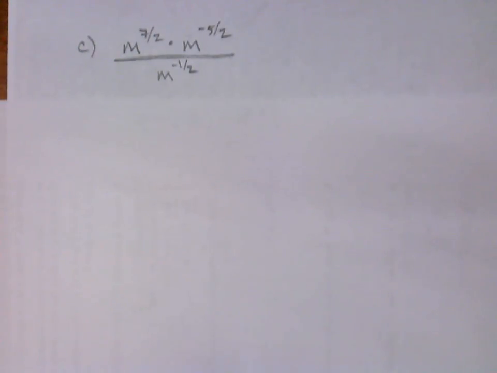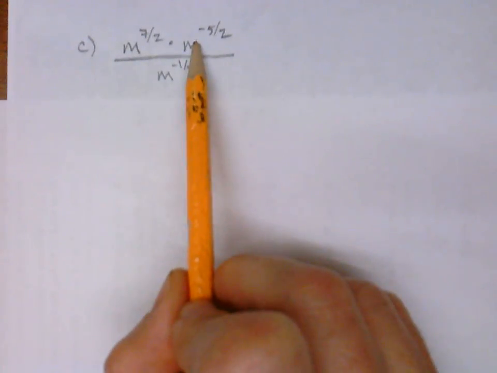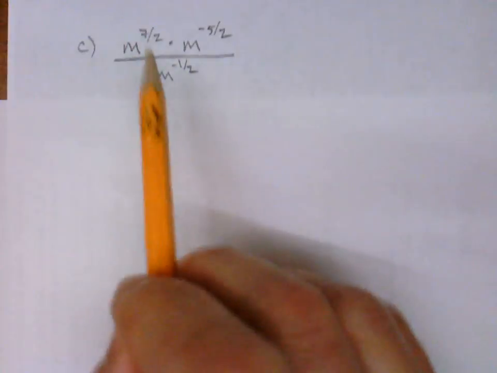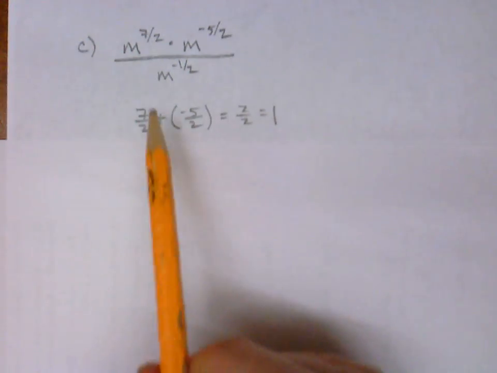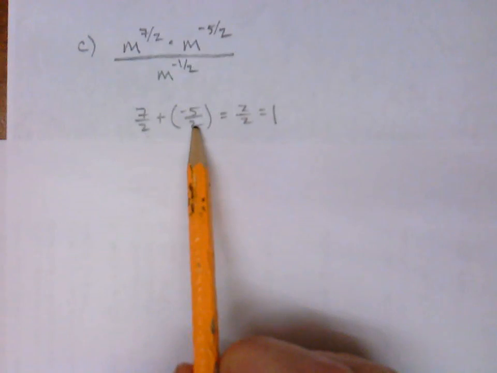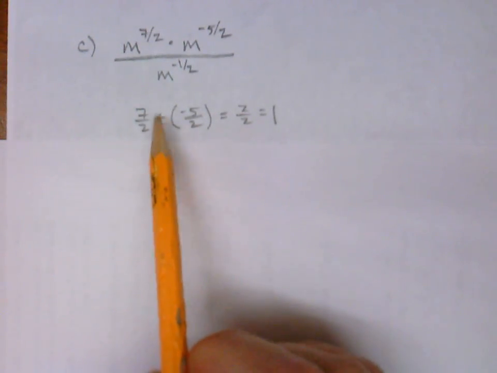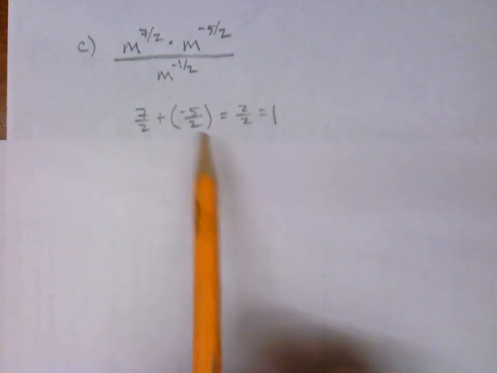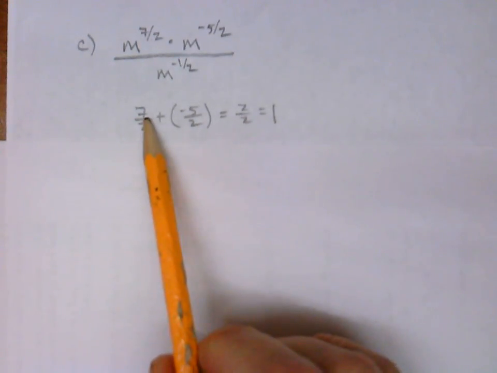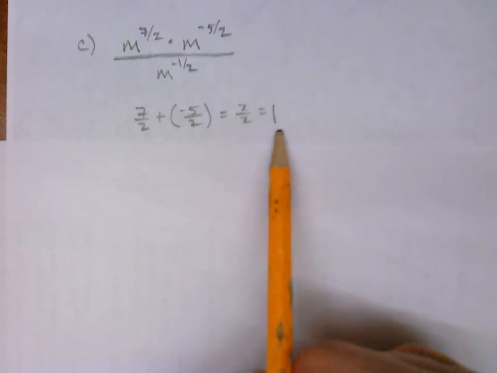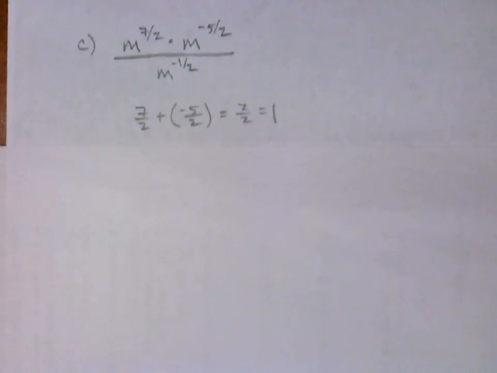in the step following. So if I multiply those, then it's the same rule we just saw. I'm going to add those two numbers. So, all right, 7/2 plus negative 5/2. I'm still adding. I happen to be adding a negative, but I'm still adding. And okay, if I add those together, well, 7 minus 5, right, 2 over 2. And I've got a 1. So those two m's in the numerator become m to the first. And I'm still dividing by m to the negative 1/2.